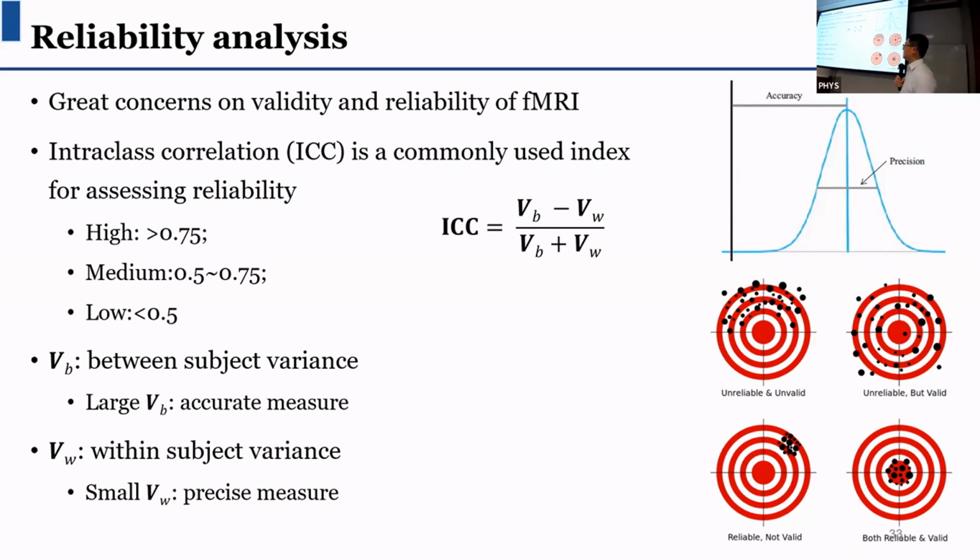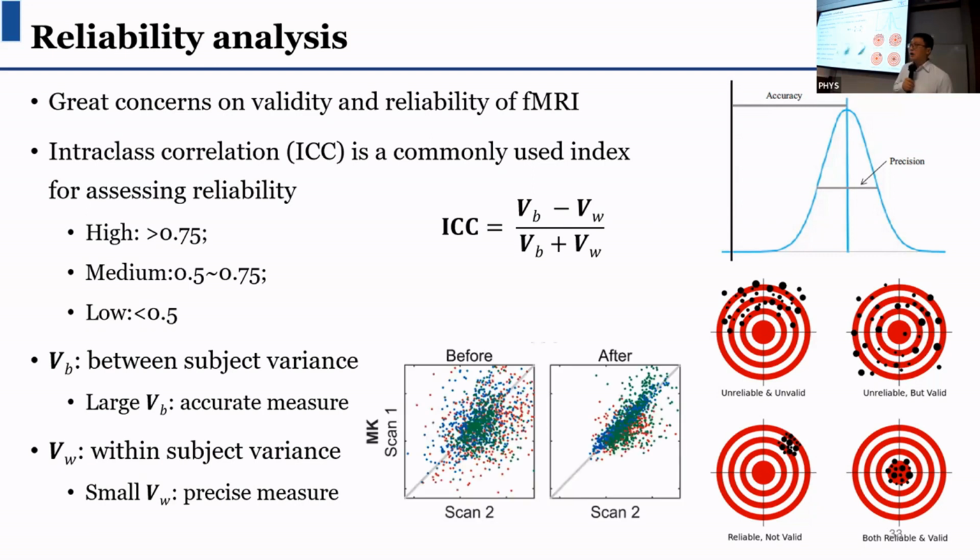Then we have some qualitative thresholds. If this ICC value is larger than 0.75, we say this study is quite reliable. If it's below 0.5, then we say this study could be not that reliable. You want to be very cautious with your experiment.